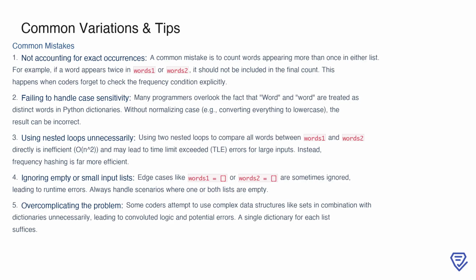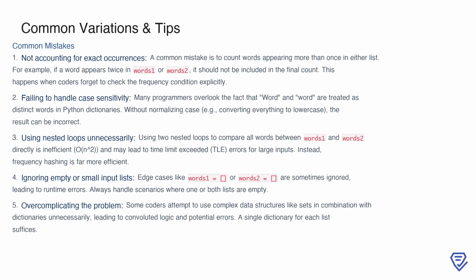Efficiency is another common challenge. Using nested loops to compare all words directly is highly inefficient, especially for large inputs, and can result in time limit exceeded errors. Instead, leveraging frequency hashing is a much more optimal solution.